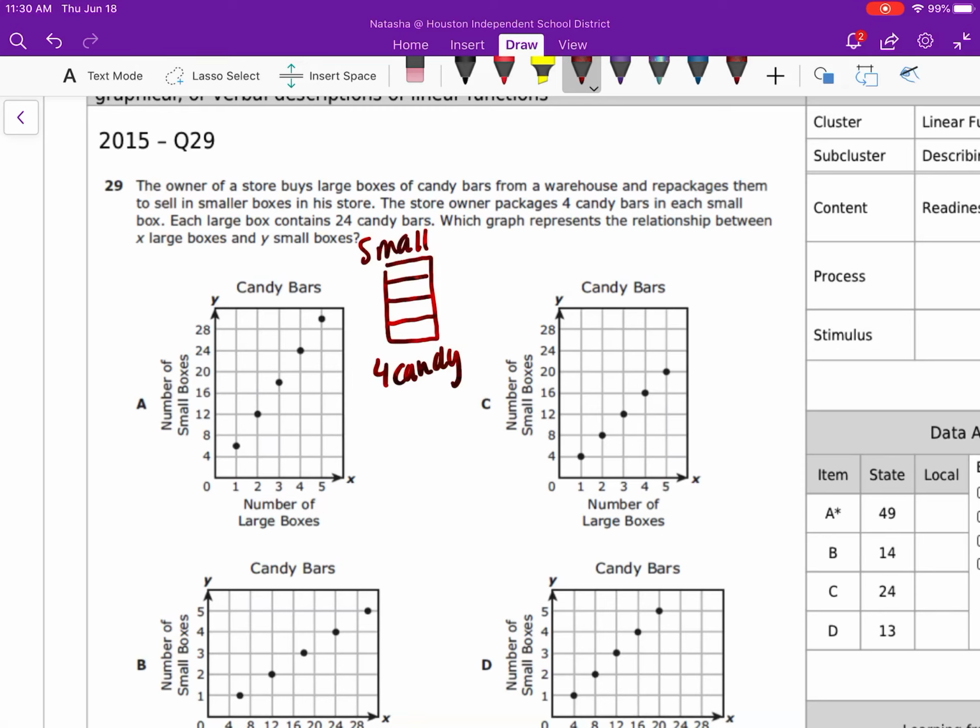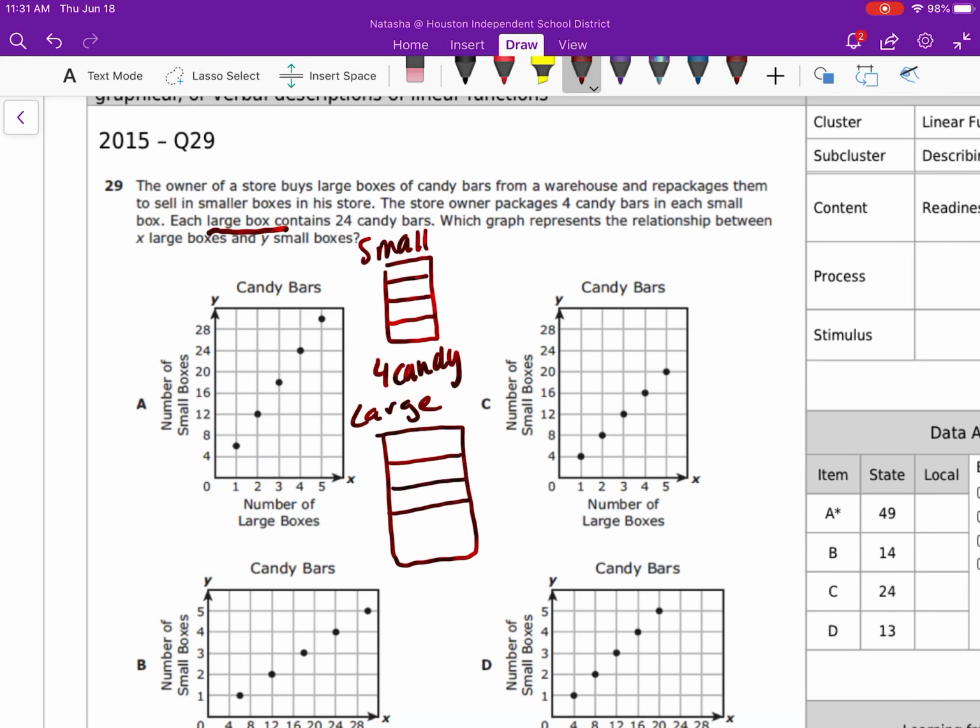Okay. And then each large box contains 24 candy bars. Well, okay, so in a large box, I'm going to draw a large one, and we're going to talk about it. 24 divided by 4, because we have the small boxes inside the large box, okay? Because we're trying to figure out what our equation is to write the relationship between the x boxes and the small boxes. Well, so I have 24 of them in the large, but 24 divided by 4, because we have the small ones, this is going to end up being 6.